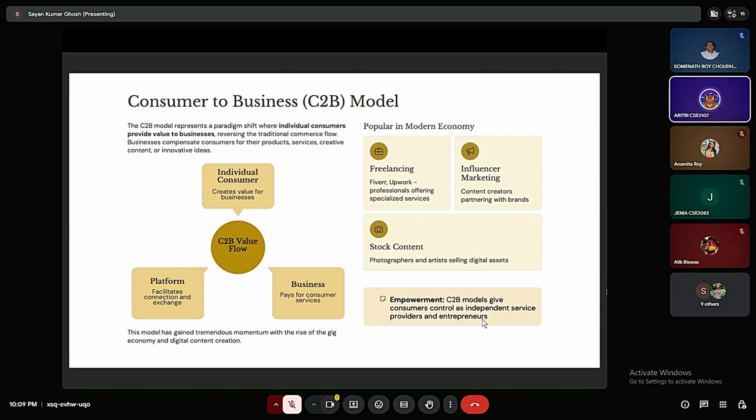Some common examples are freelancing platforms like Fiverr and Upwork, where people offer professional services. Next is influencer marketing, where content creators collaborate with brands. Then stock content, where photographers and artists sell photos for designs. Overall, the C2B model empowers consumers, giving them control as independent service providers and entrepreneurs.